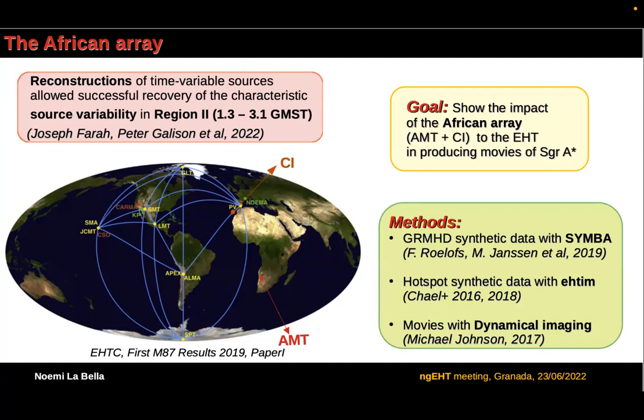We can test the capability of the array by producing synthetic observations. And so we produce the GRMHD synthetic data with SIMBA, also the synthetic data with the EHT imaging, and the movies with the dynamical imaging algorithm.